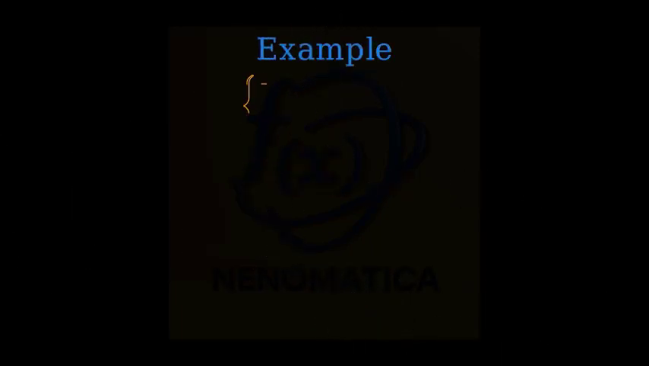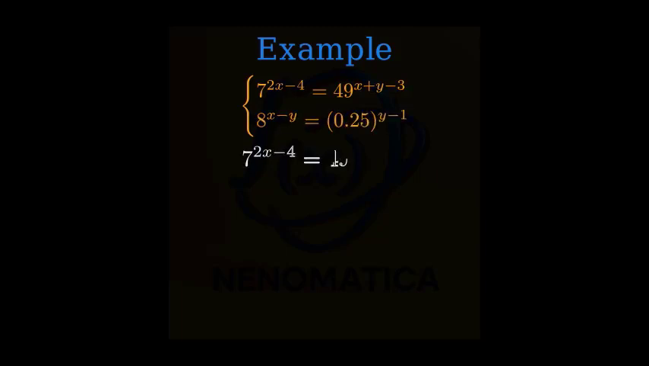We're going to solve a system of exponential equations. Let's see the example. Let's start with the first equation. We have 7 to the power of 2x minus 4 equals 49 to the power of x plus y minus 3. First, let's rewrite 49 as 7 squared. This gives us 7 to the power of 2x minus 4 equals open parenthesis 7 squared close parenthesis to the power of x plus y minus 3.